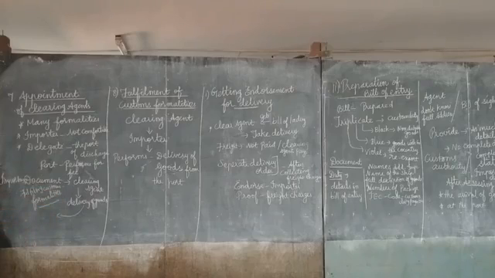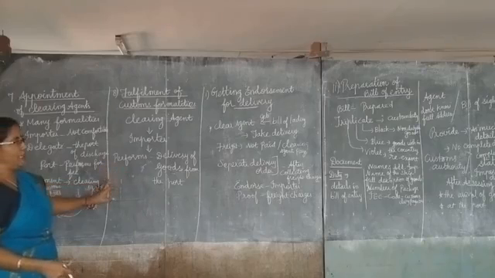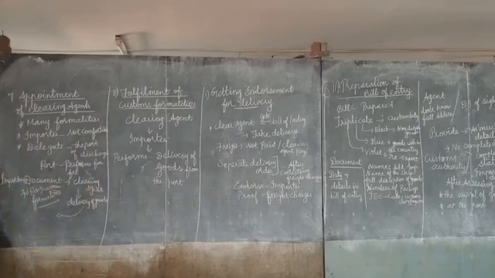Because when goods come from another country, what do we have to do? We must pay the customs duty, isn't it? After fulfilling all the customs formalities, we have to take delivery of the goods. For that reason, the importer appoints a clearing agent. Then comes the fulfillment of customs formalities. What does the fulfillment of customs formalities mean?